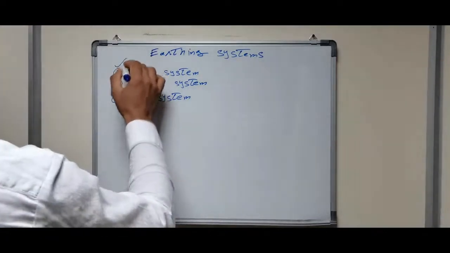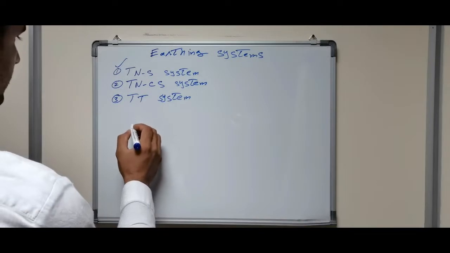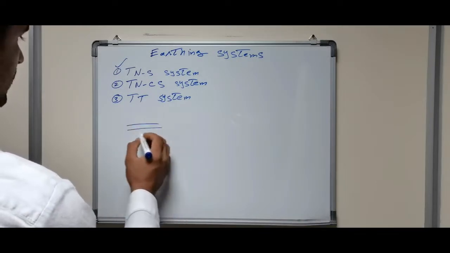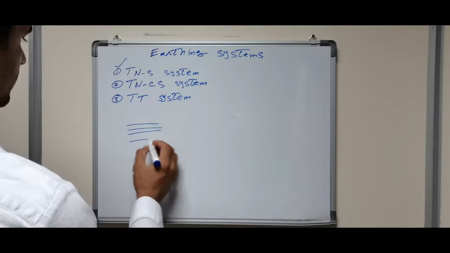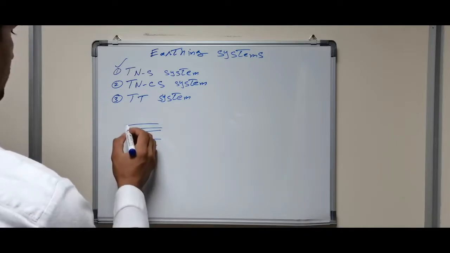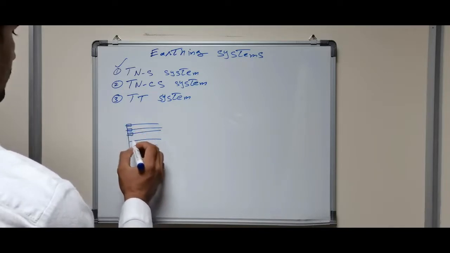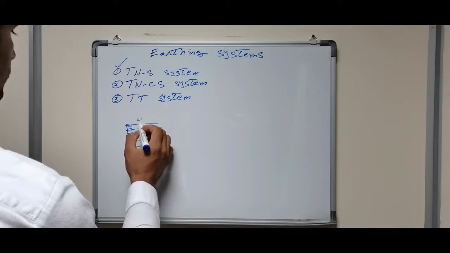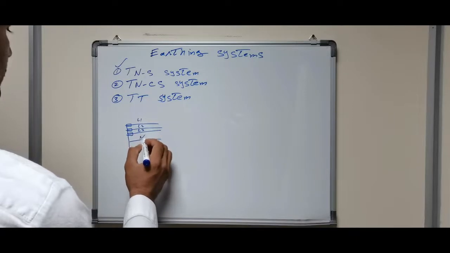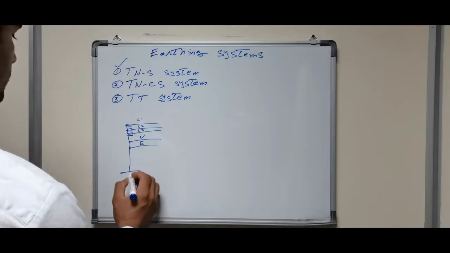In the TN-S earthing system, our conductor arrangement will be like this: three phases, L1, L2 and L3. This one is for neutral, and the fifth one is our earthing.